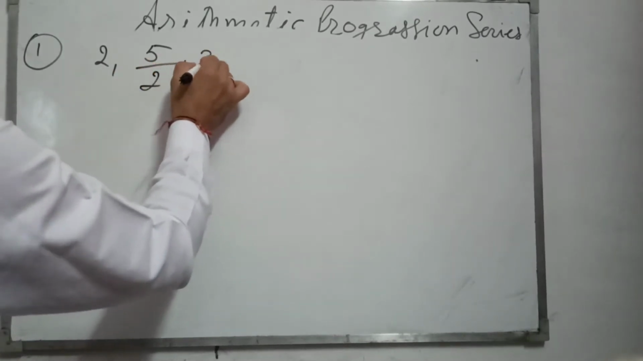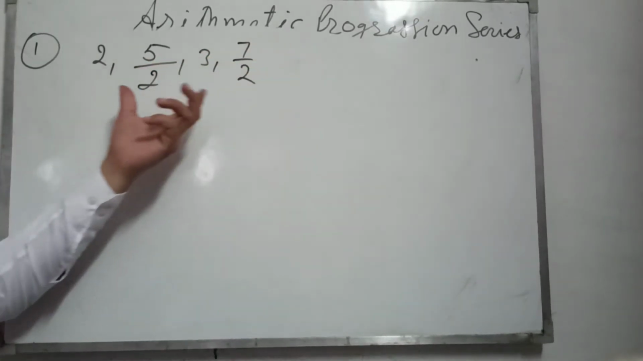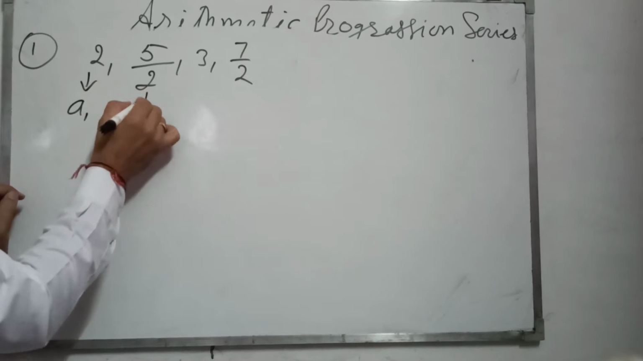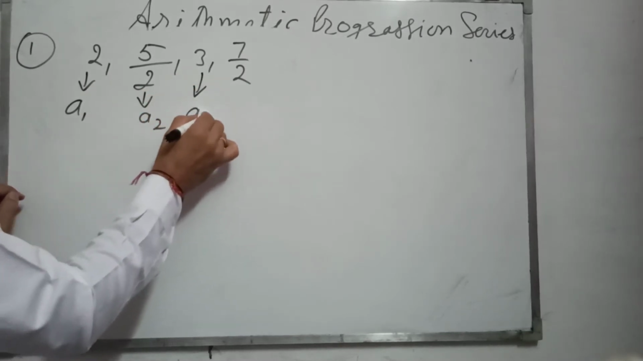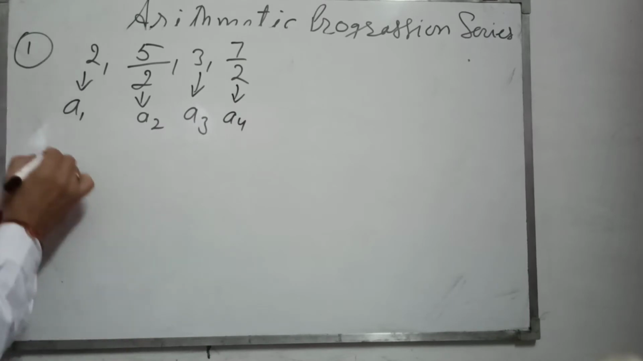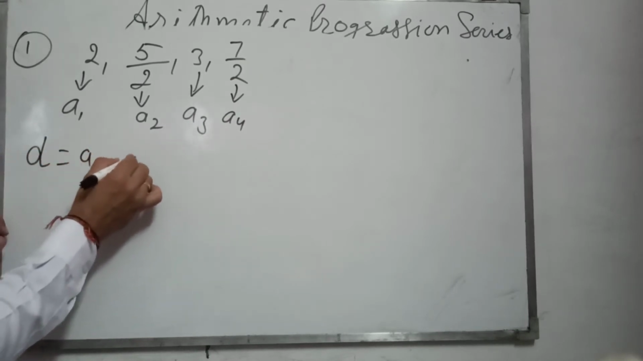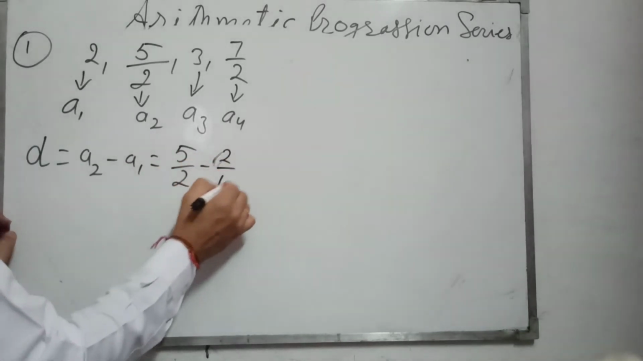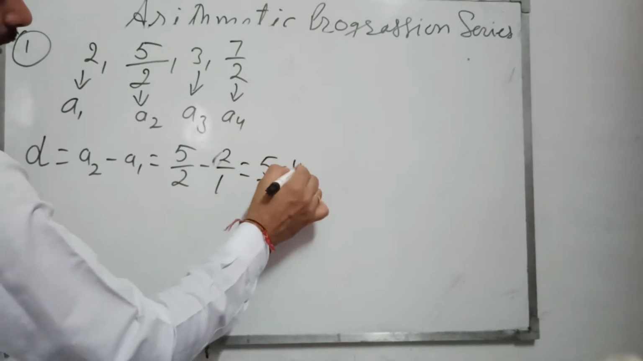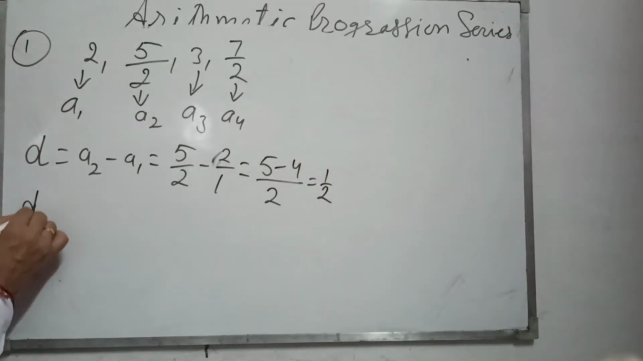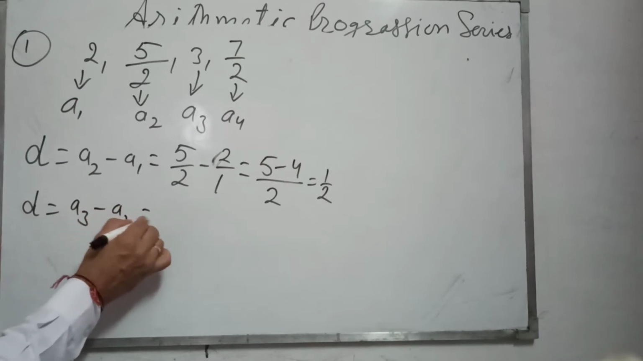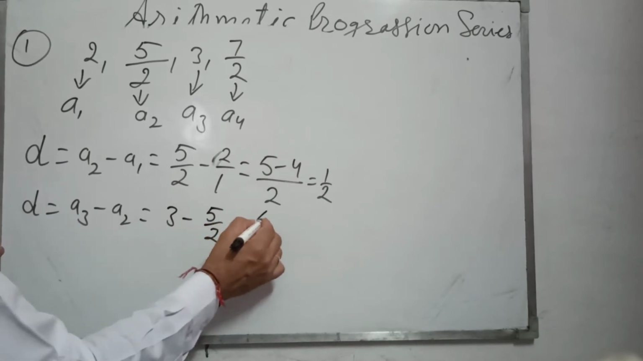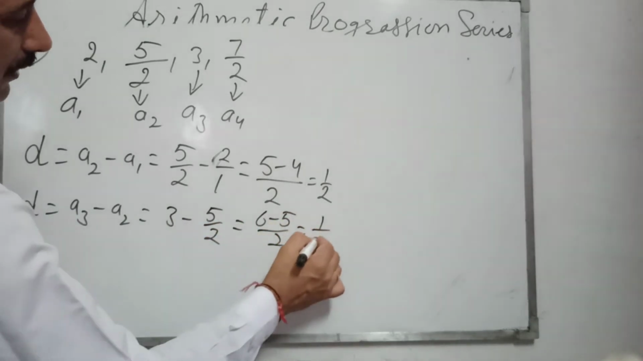The terms are 2, 5/2, 3 and 7/2. First we check whether it is an AP or not. So this is A1, A2, A3 and A4. Find D: A2 minus A1 is 5/2 minus 2 upon 1. 2 is the LCM, 5 minus 4, you get 1 upon 2. Again we find D: A3 minus A2, that is 3 minus 5/2. So you get 6 minus 5 upon 2, the answer is 1 upon 2.